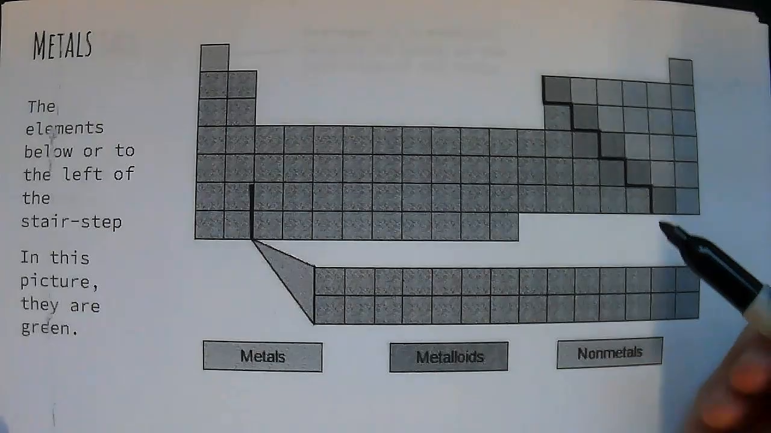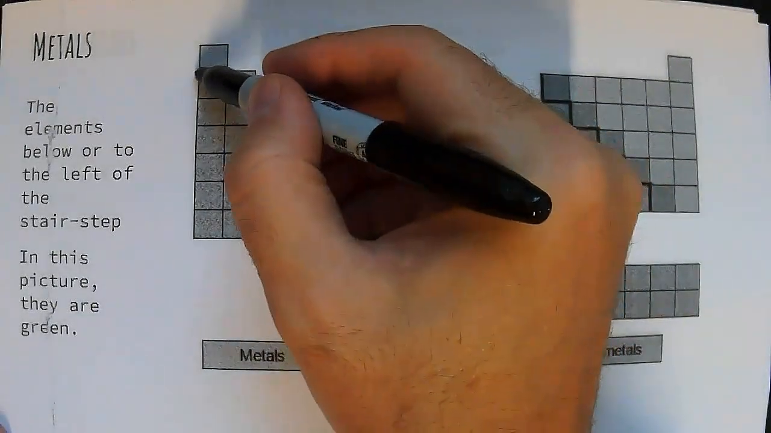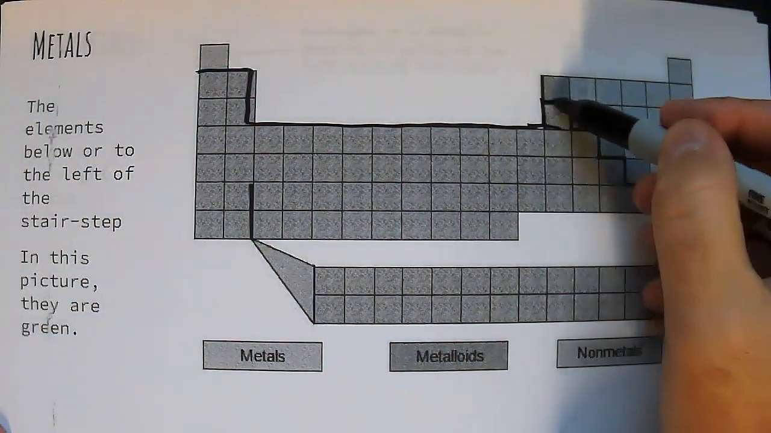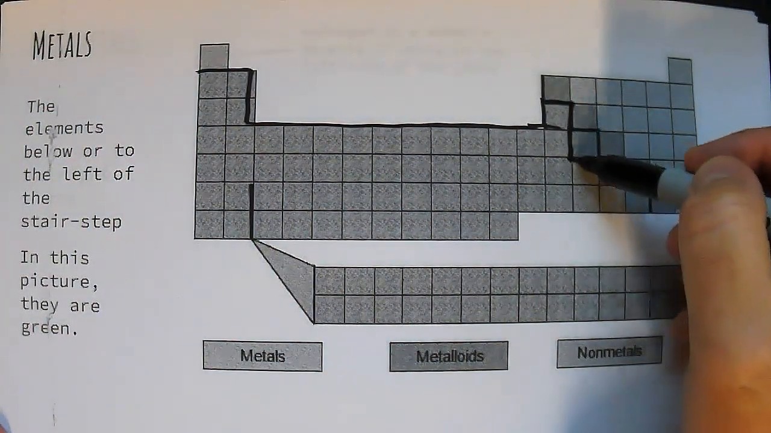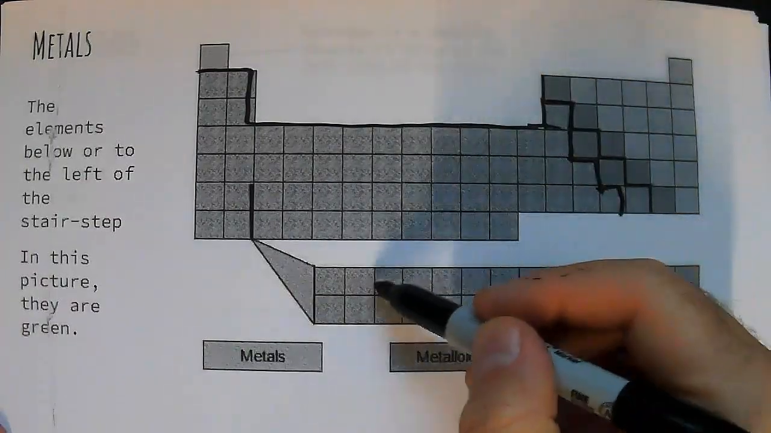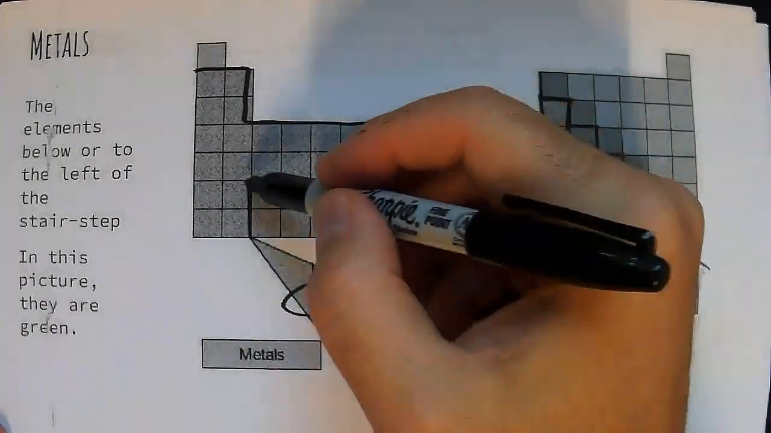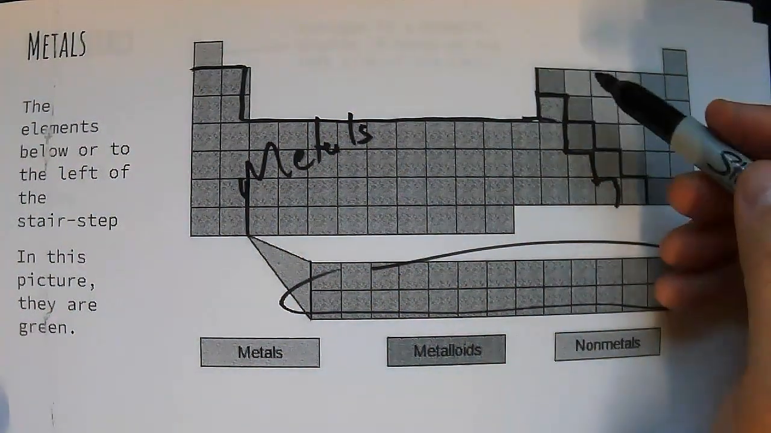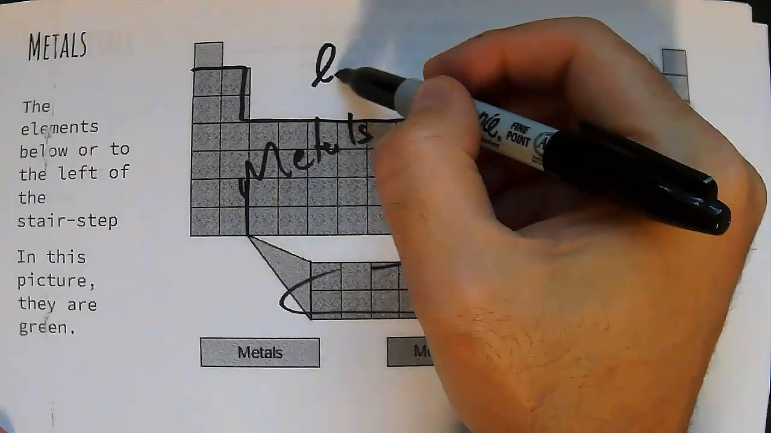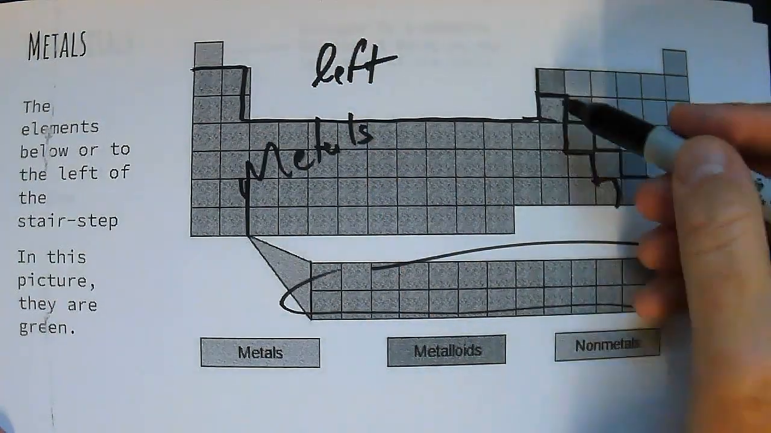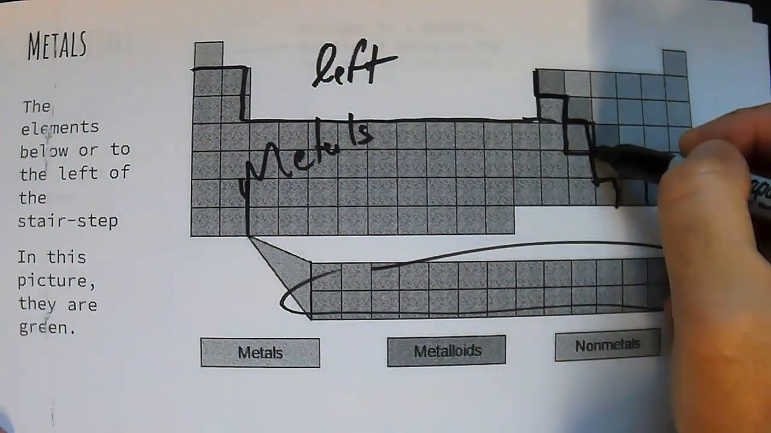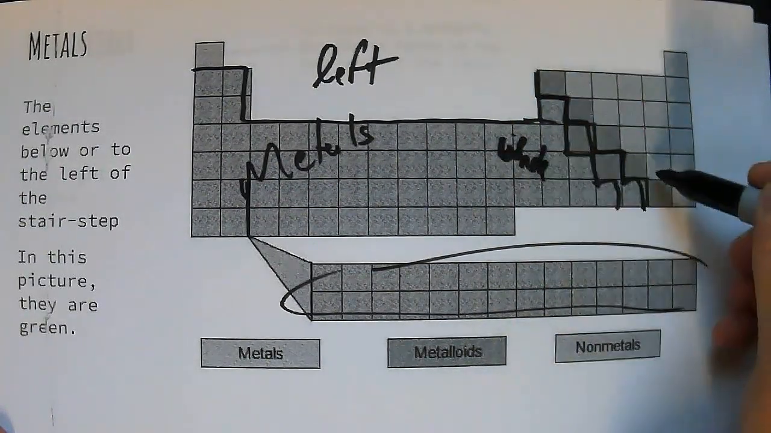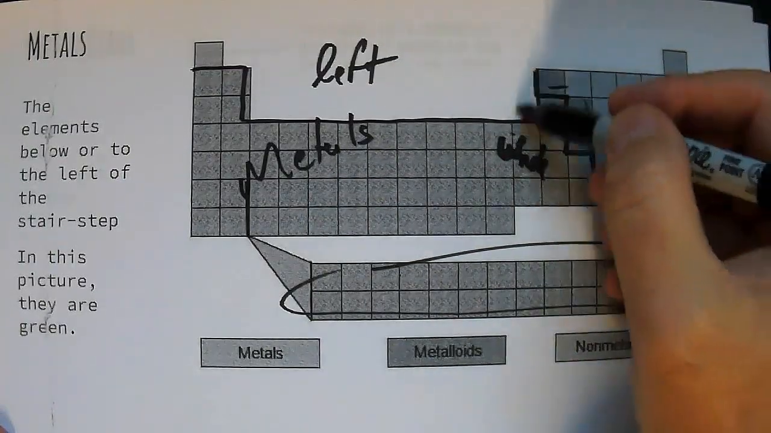The metals are everything here. Okay, so kind of below the stair step, including this one, believe it or not. Okay, and these down here. Okay, these are all metals. And so the metals are the elements that are to the left of the stair step. Or if you're looking at the stair step, you could say under the stair step, right? If people walk up the stairs on this side, they're under the stairs.